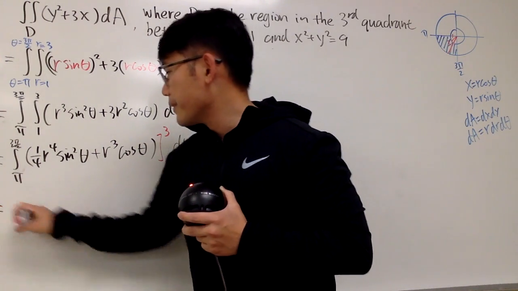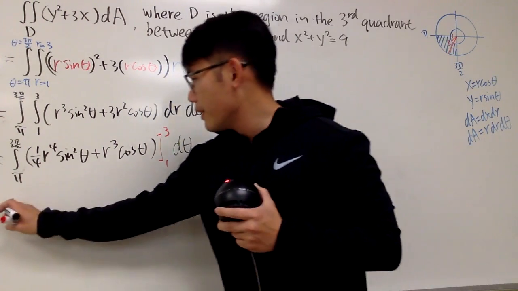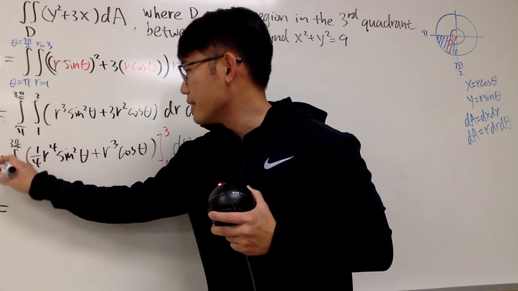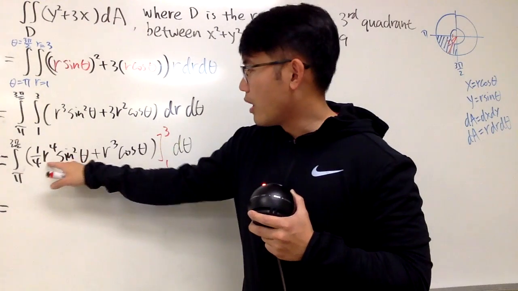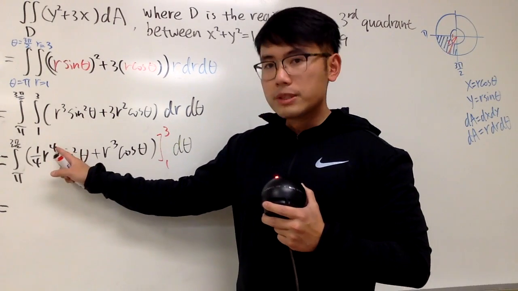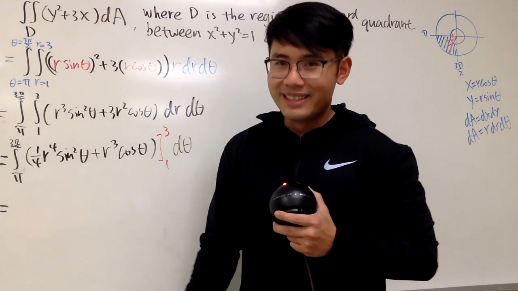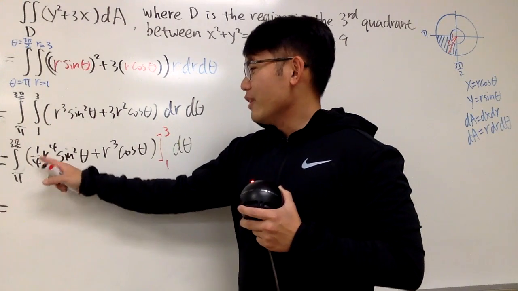Now, let's see. Here is the deal. We'll do some computations in our head. Otherwise, this is going to be really long, so let's see. When you plug in 3 into the r, 3 to the 4th power is 81. And then over 4, right?